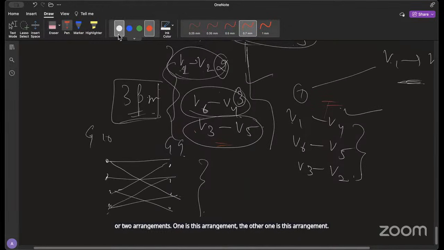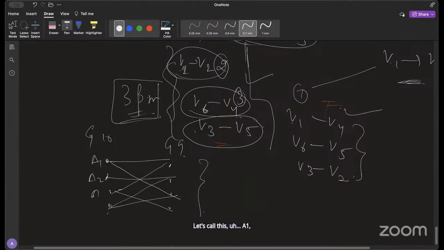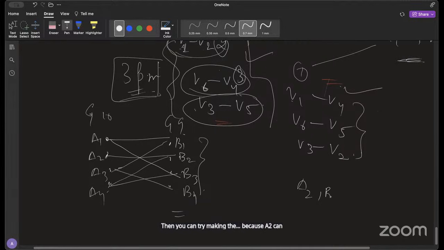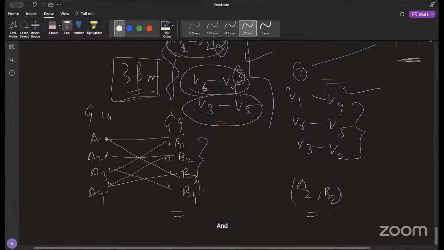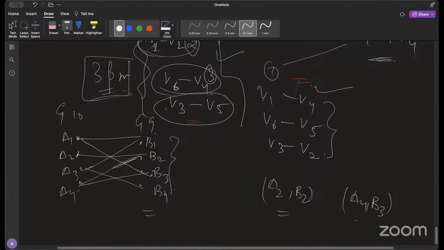And coming to this one, if you have something like this, let's call this A1, A2, A3, A4, and this B1, B2, B3, B4. Then you can try making the matching, because A2 can only have B2. It only has one choice, so that one is fixed. And then this has two choices again, right? But because A2 has only one choice, A4 can't be paired with B2, so it will have to be paired with B3. And then B3 is also taken. Okay, let's take this as this.